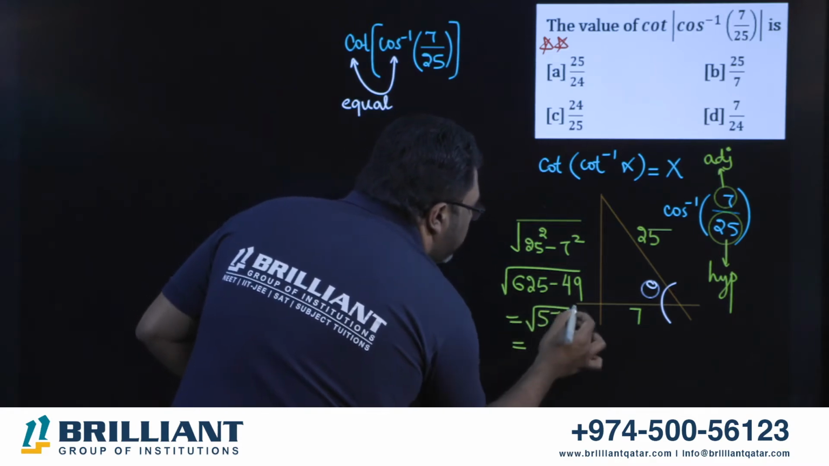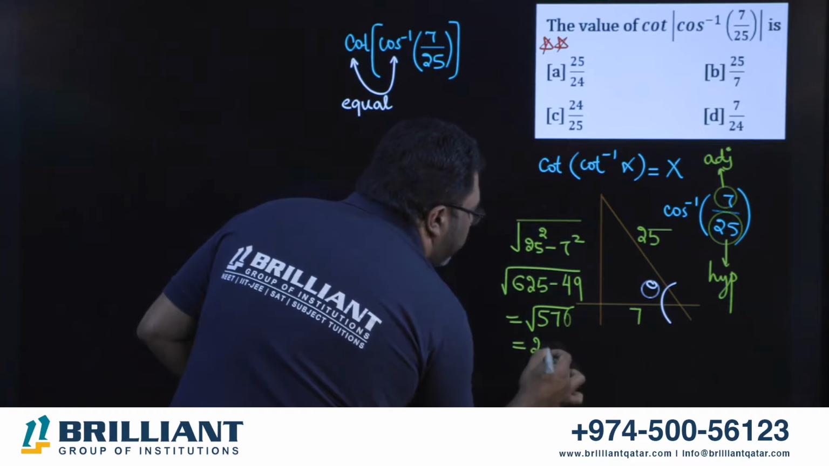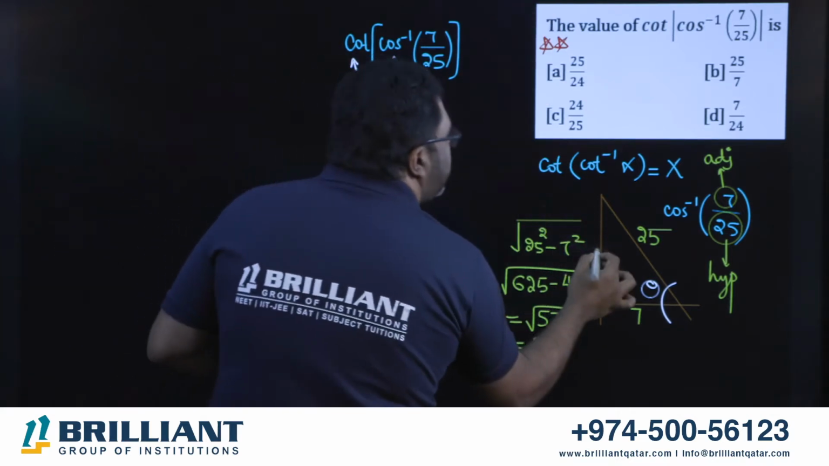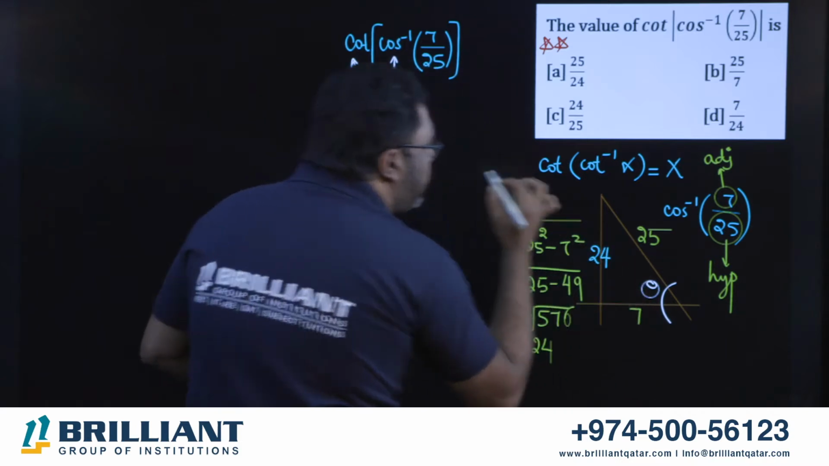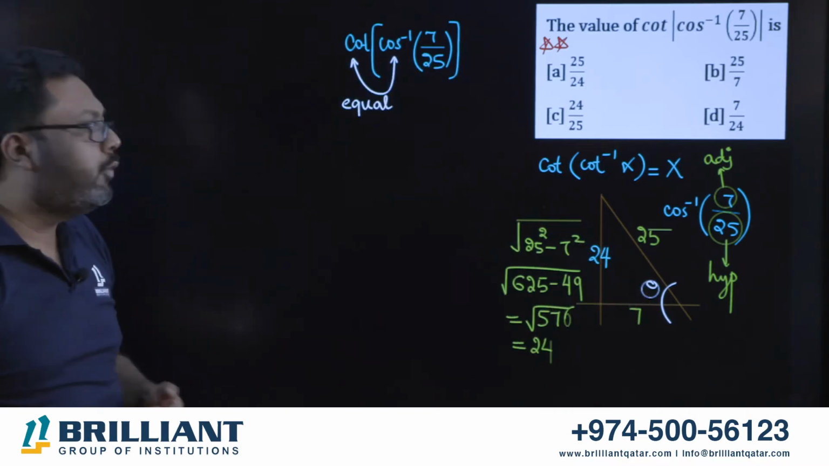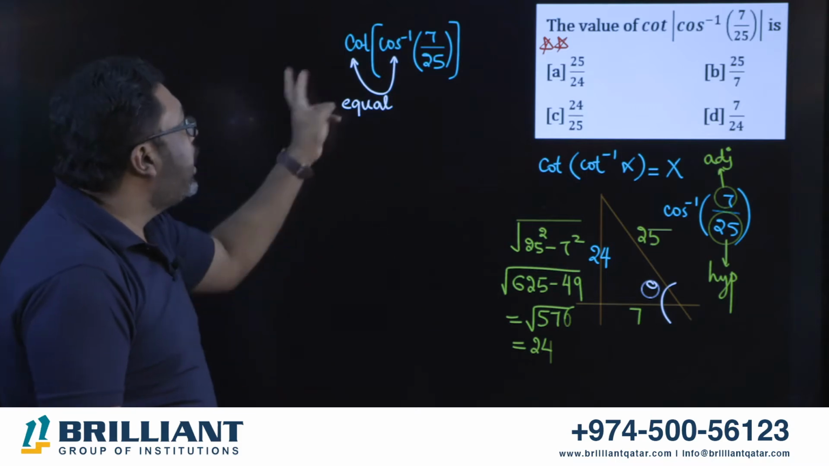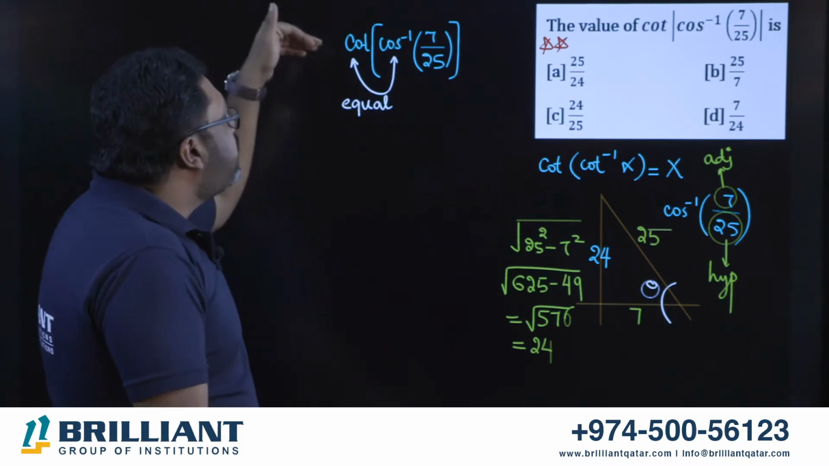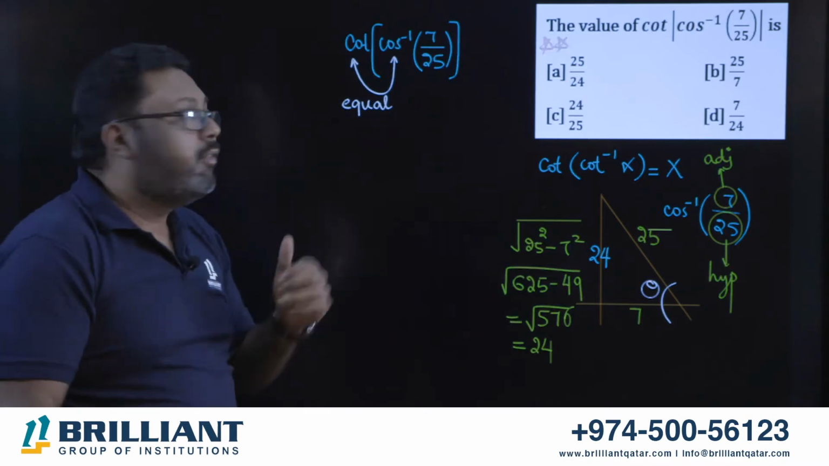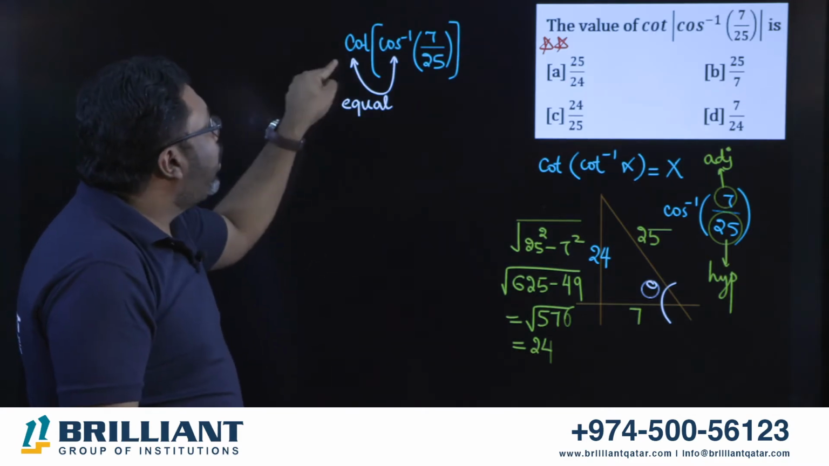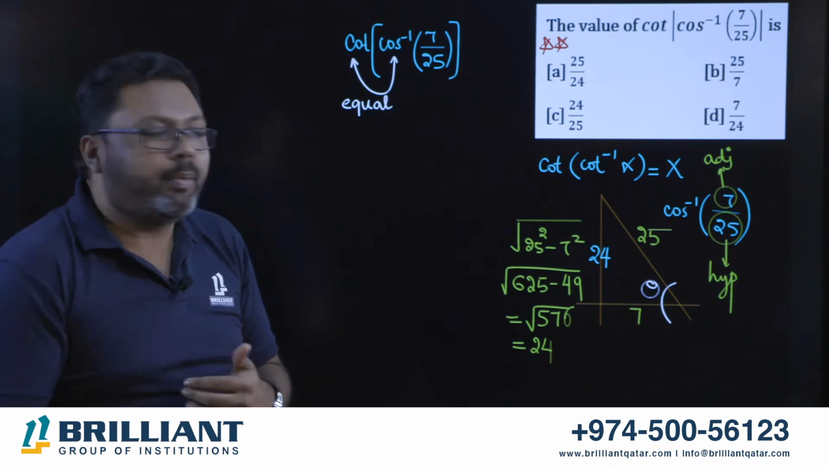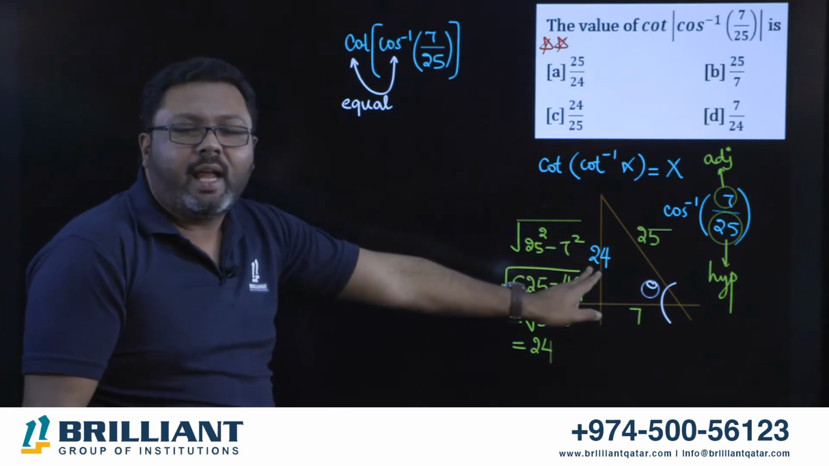576, which is equal to 24. So which is your opposite side now? Your opposite side is going to be 24. So it is a very simple calculation to convert this. Otherwise, you have to learn a lot of properties, and we have no other property which directly converts cot to something like cos. Very difficult approach. So it's better you do the triangle method.